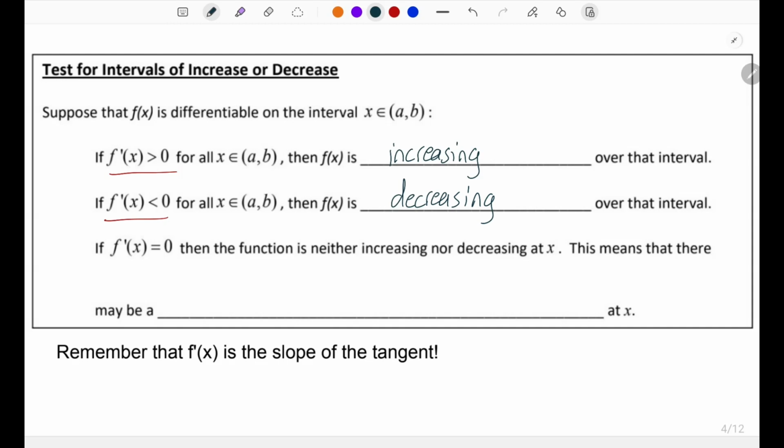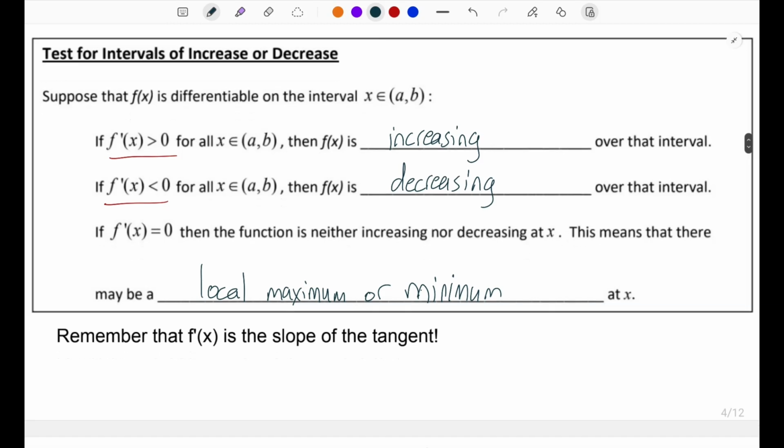The last point, so if f prime of x is equal to 0, well, there's two things. It could either be the constant like we had up above, but more importantly, it could be a transition point where we're going from increasing to decreasing or decreasing to increasing. And this means there may be a maximum, really I should say local maximum, or minimum at that particular point. And we'll see how do we figure that out. That's what we're going to go through later.